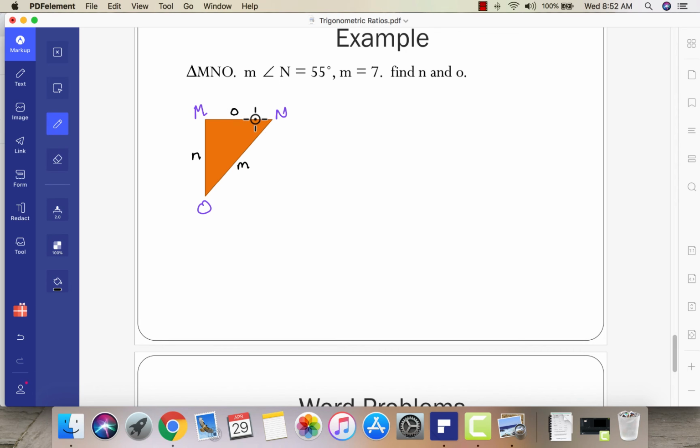The measure of angle N here is 55 degrees. The side M here equals 7. It wants us to find O and N. All right, so we're going to look at our SOHCAHTOA.